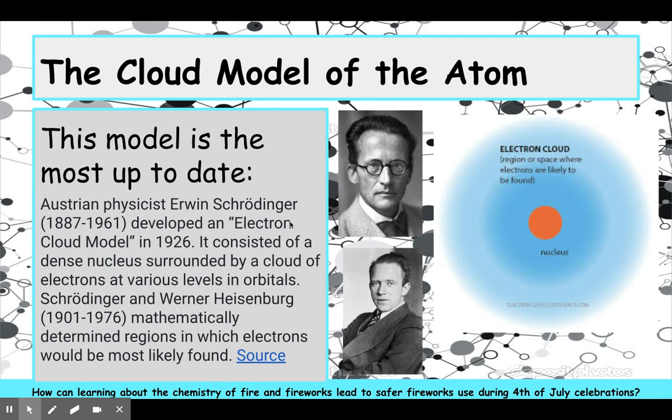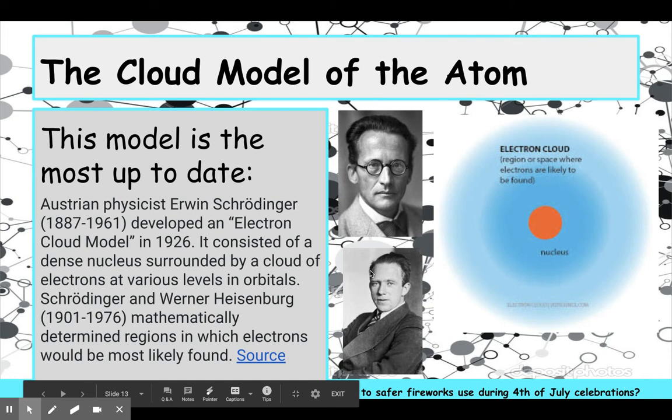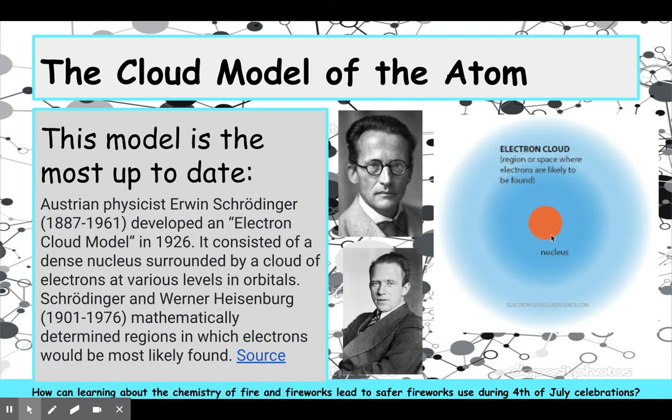The two that are credited with it are Schrodinger and Heisenberg, and they're talked about in the Crash Course video we'll watch tomorrow. So they basically said, yes, there's a nucleus. It's in the middle. It is positively charged with neutrons inside, but the electrons don't orbit. They simply exist in clouds, and they're kind of like shells. Think of those Russian nesting dolls, where one is inside of the other and inside of the other.